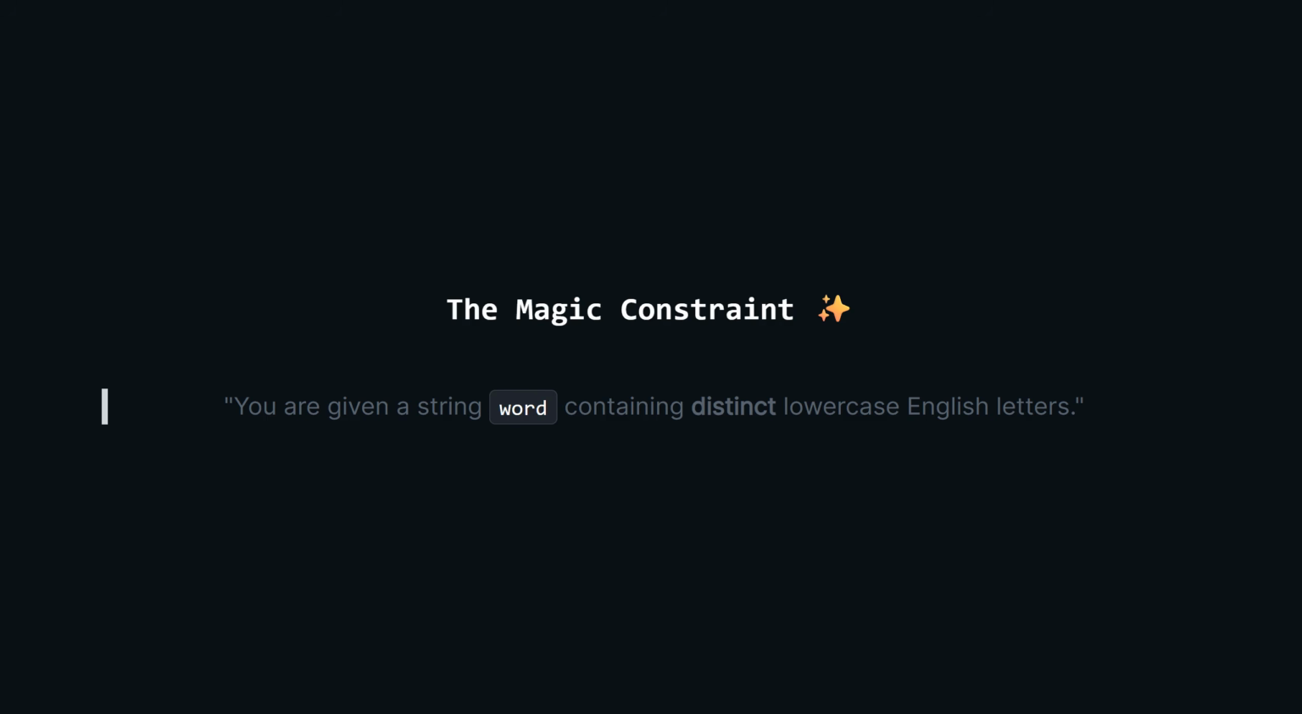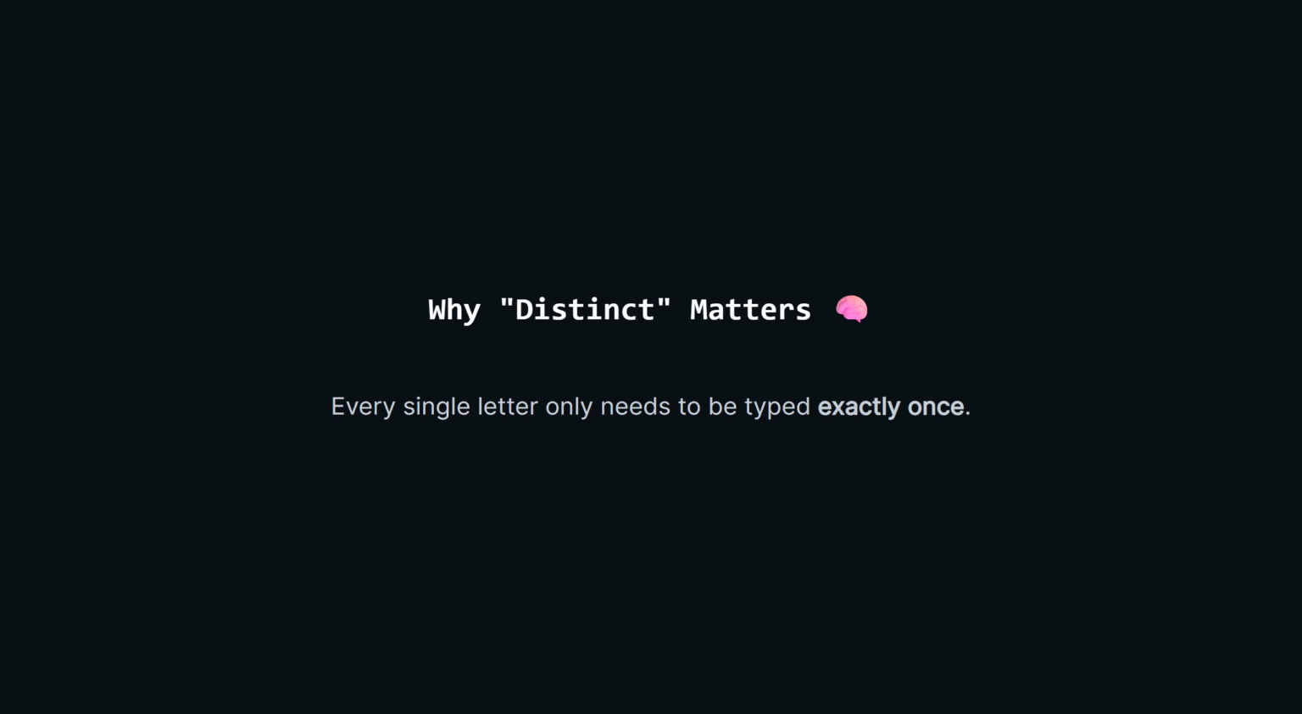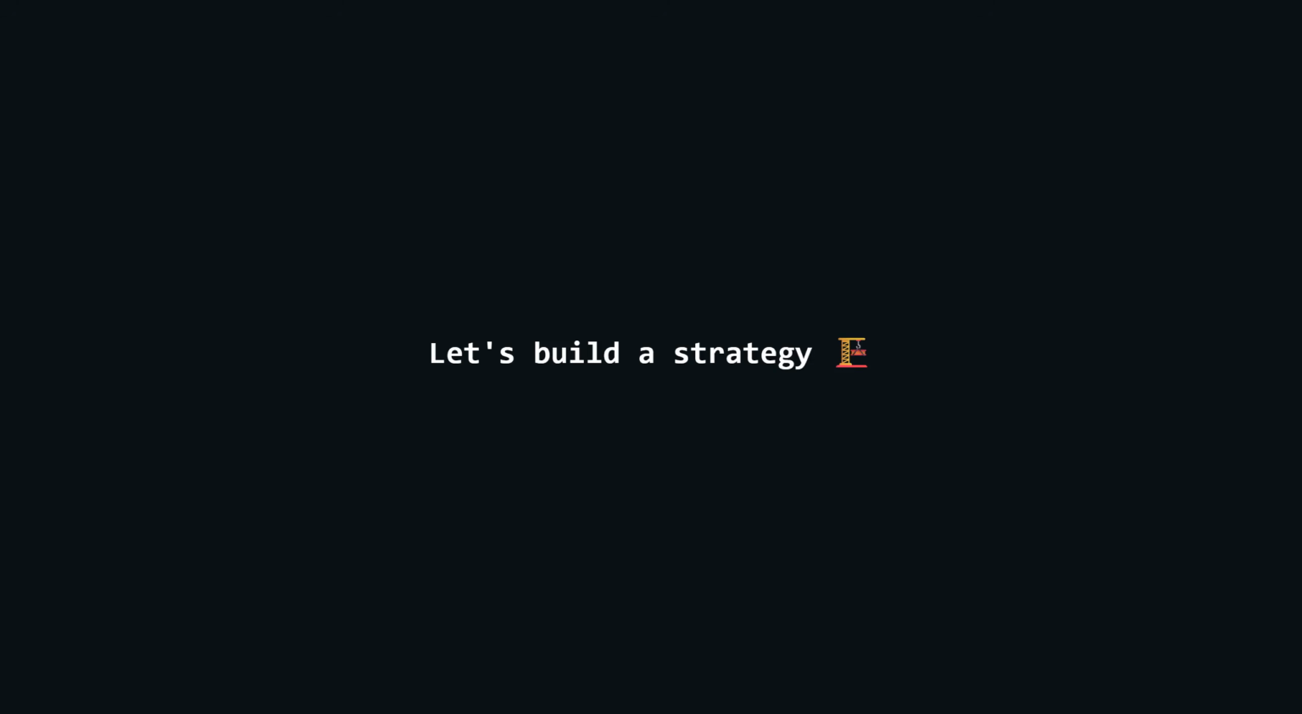Now here is the absolute most important part of the problem. It tells us that the letters in our word are all distinct. This changes everything. Because every letter is unique, we don't have to worry about letter frequencies. We just have a set number of characters, and we need to type each of them exactly 1 time. Knowing this, let's build a strategy to minimize our presses.